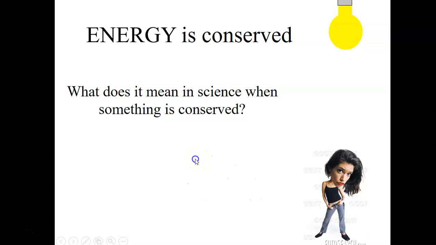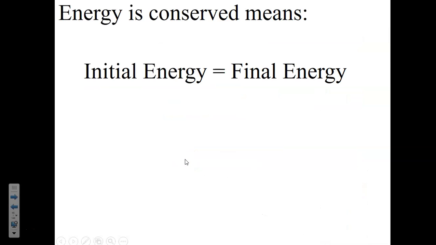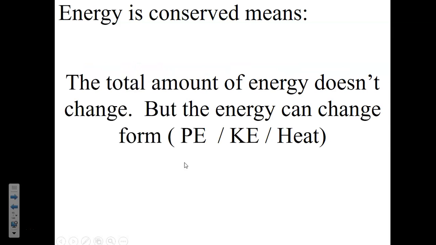When we talk about conserving energy, it doesn't mean don't turn your lights off when you're done. It means that your initial quantity is equal to your final quantity. So however much energy you start with is how much energy you end with. It can change form, from one type to another, but the total numbers have got to work out.